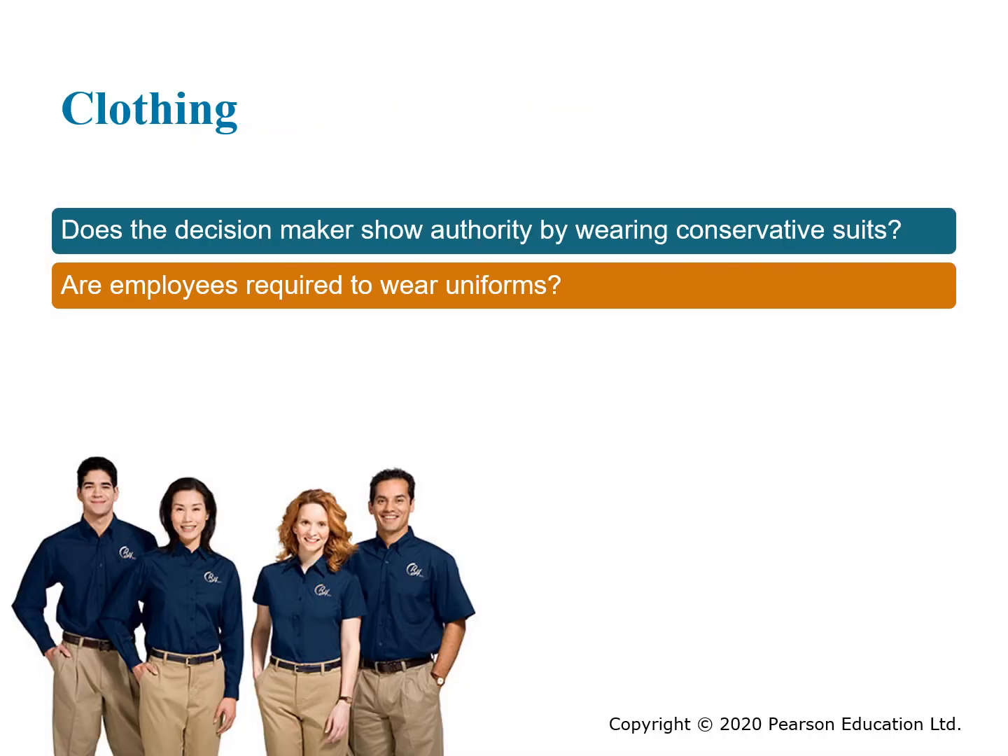Lastly is clothing. Does the decision maker show authority by wearing conservative suits, meaning they dress smartly? Are the employees required to wear uniforms? This kind of information will give you insight that the output should also represent a very formal or free style of decision making.